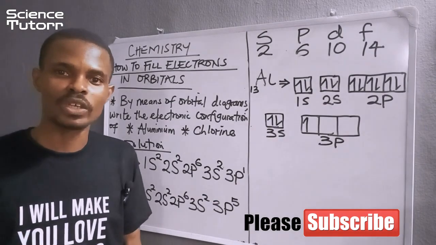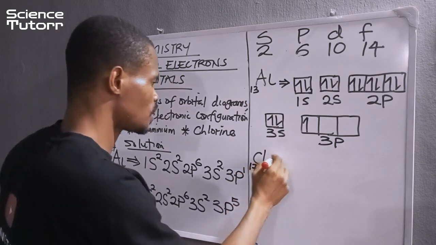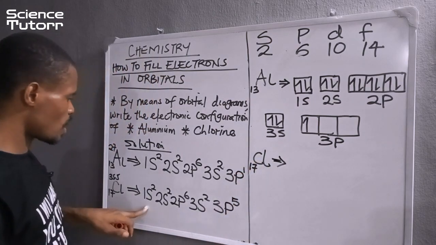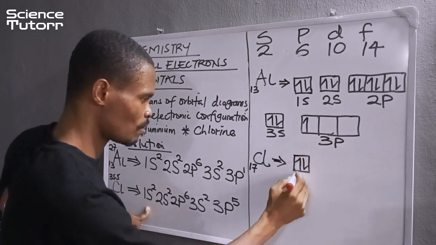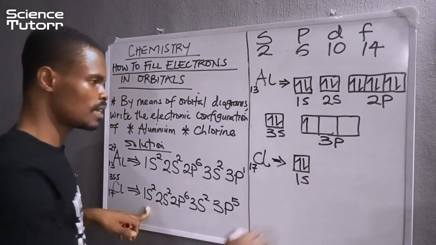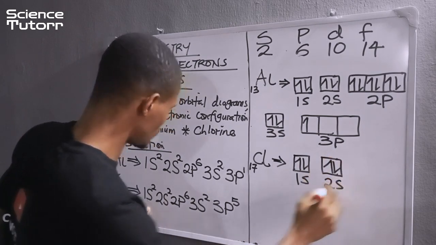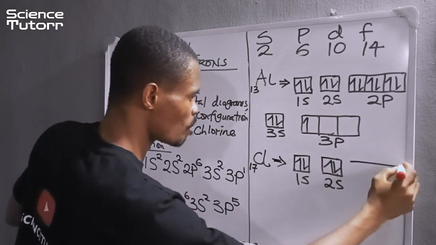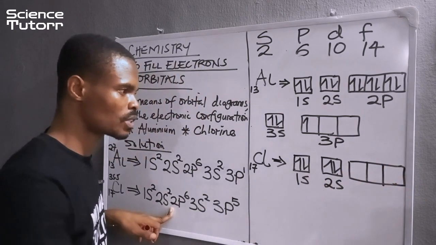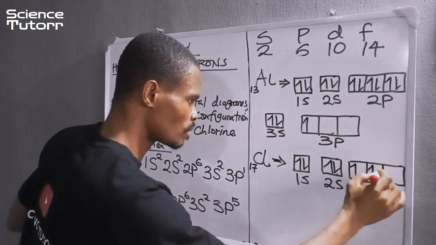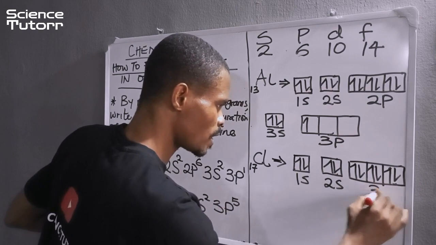Onto the second element, which is chlorine, atomic number 17. So let's draw the orbital diagram. We have 1s2, one spins up, the other spins down. For 1s, lowest energy. For 2s, we have 2 electrons. For 2p, p occupies 6 electrons across x, y, and z. From Hund's principle, we fill each electron singly first before pairing takes place.